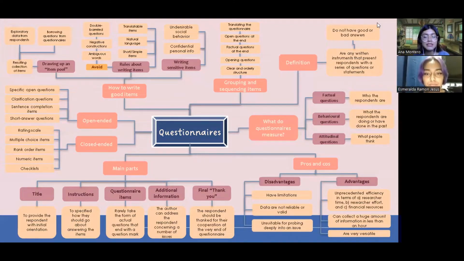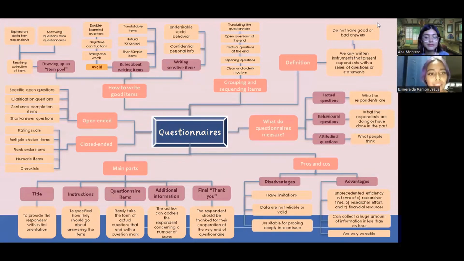Well, the main parts of the questionnaires are the title and the instructions. The questionnaire items will take the form of actual questions that end with a question mark. The additional information, well, here the author can address the respondent concerning a number of issues. And finally, the final thank you.